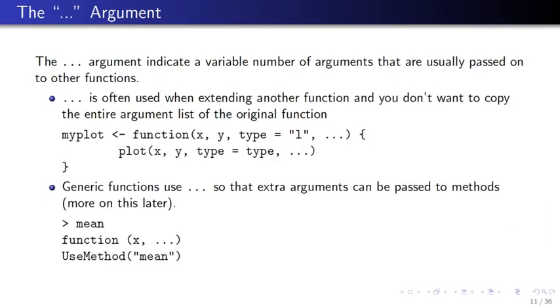There's another use of the ... argument, and it's for what are called generic functions, so that extra arguments can be passed to methods. We'll talk more about this later when we talk about object-oriented programming. But the basic idea is that in R there can be special functions called generic functions which don't do anything themselves, but they dispatch methods for different types of data. And so the ... is used very heavily in this type of setup.